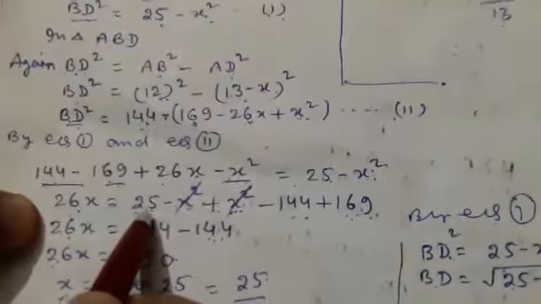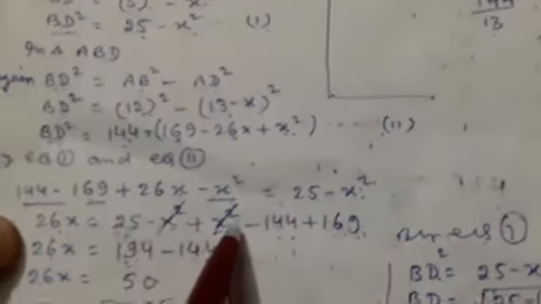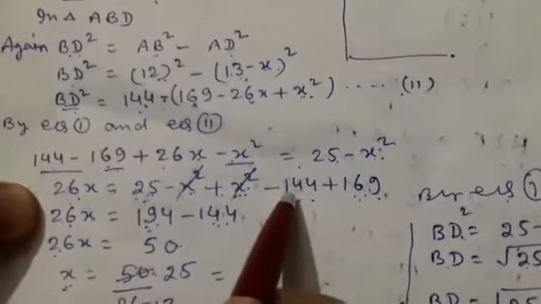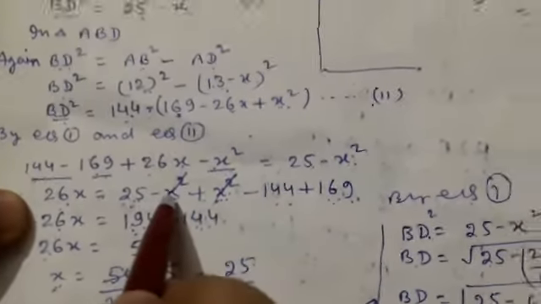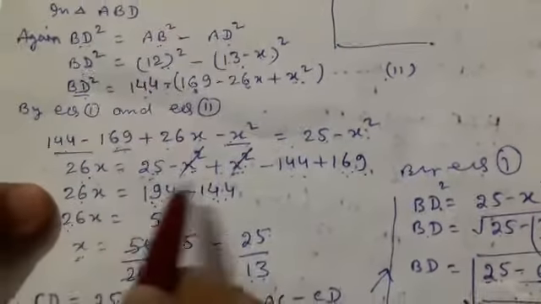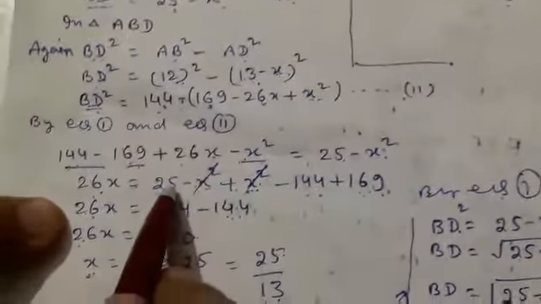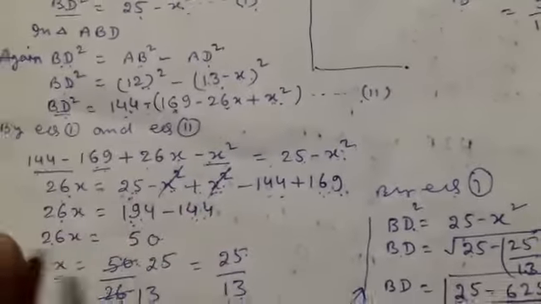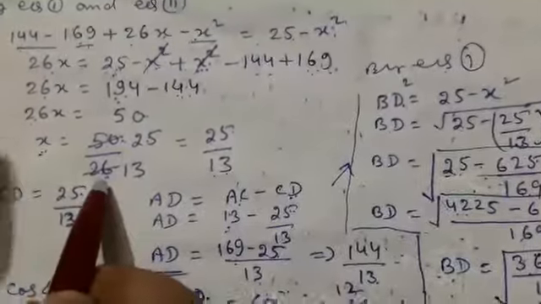So 26x is equal to 25 minus x square plus x square minus 144 plus 169. So minus x square plus x square will cancel out. So 26x is equal to 169 plus 25, which is 194, minus 144. So 26x is equal to 50. So x is equal to 50 by 26.